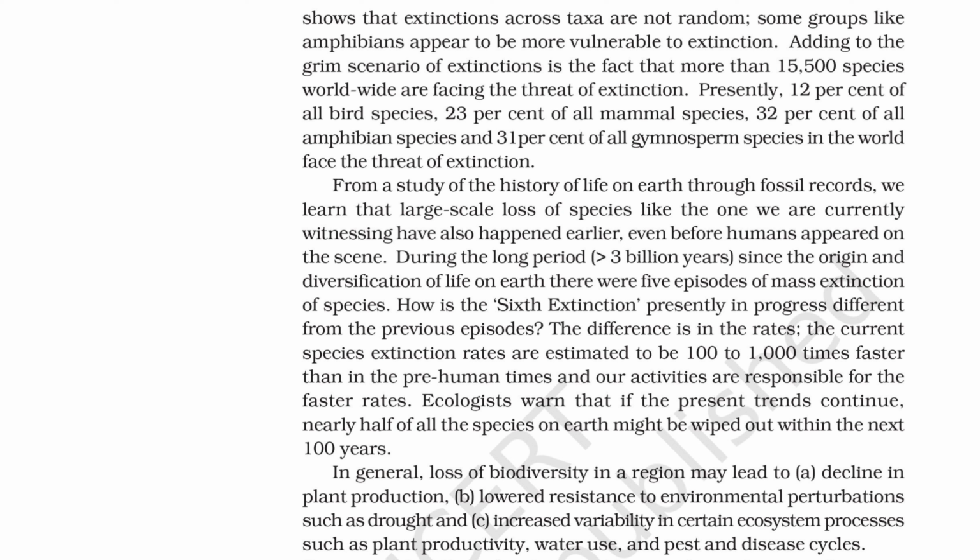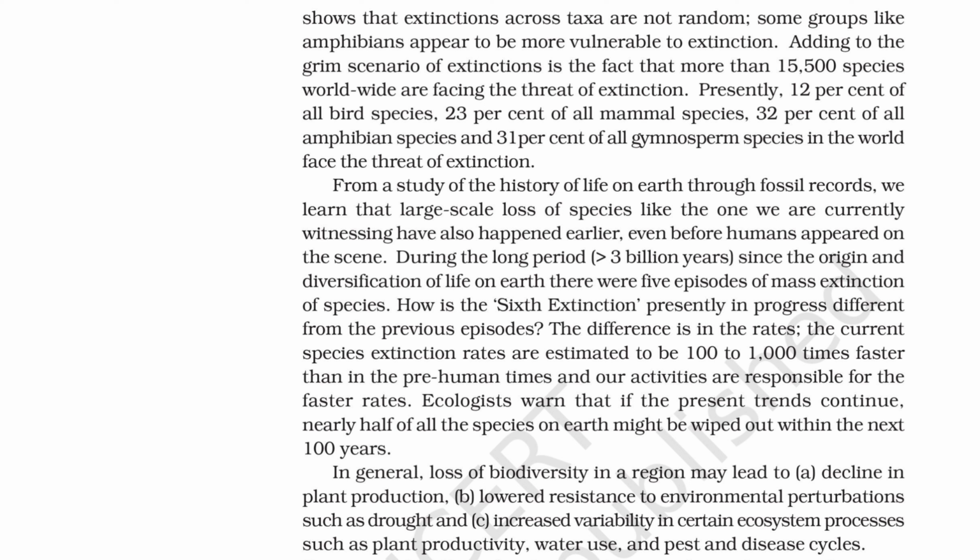From a study of the history of life on Earth through fossil records, we learn that large-scale loss of species like the one we are currently witnessing have also happened earlier, even before humans appeared on the scene. During the long period of greater than 3 billion years since the origin and diversification of life on Earth, there were 5 episodes of mass extinction of species. How is the 6th extinction, presently in progress, different from the previous episodes?